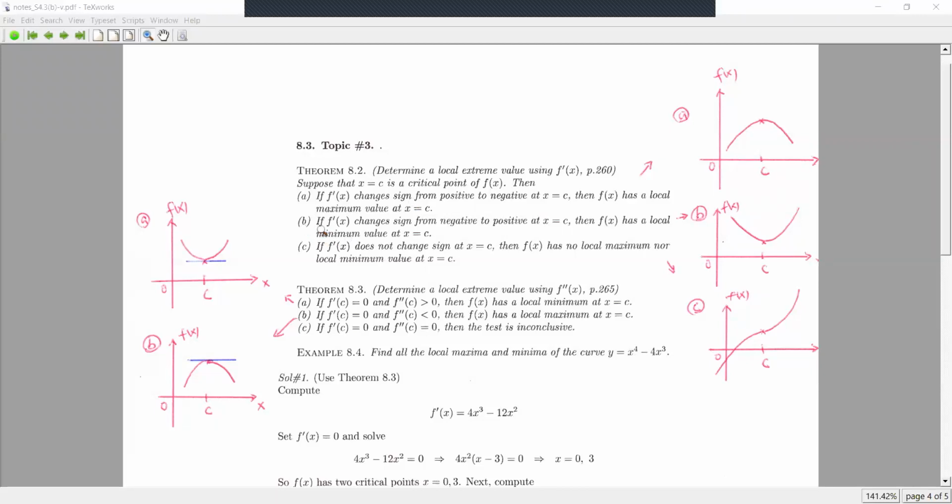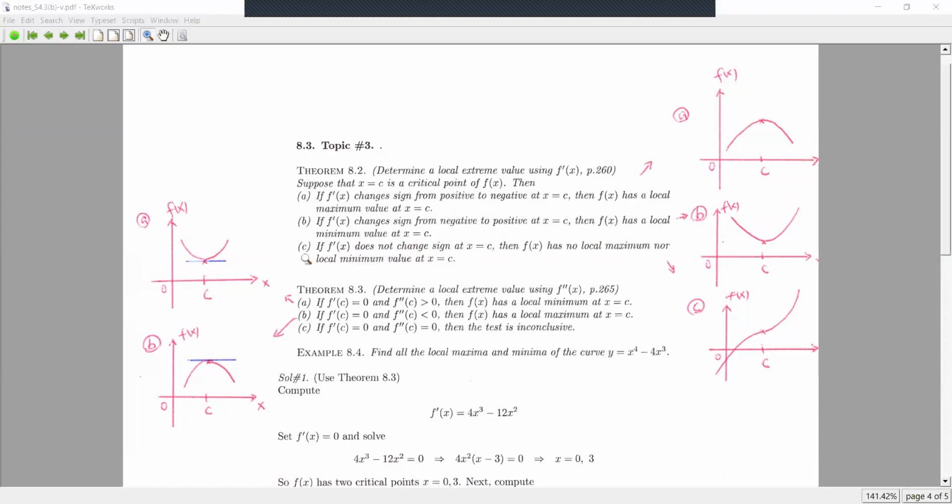Case B, if the derivative changes sign from negative to positive at the point C, in this case, on the left of the point C, the derivative is negative, so the graph of the function f is decreasing. On the right of the point C, the graph is increasing because the derivative is positive. Therefore, the function f has a local minimum value at the point C.